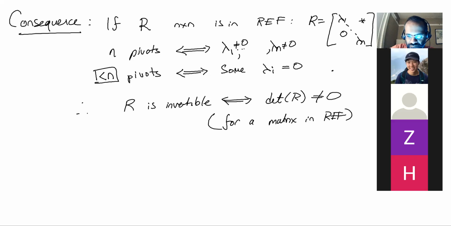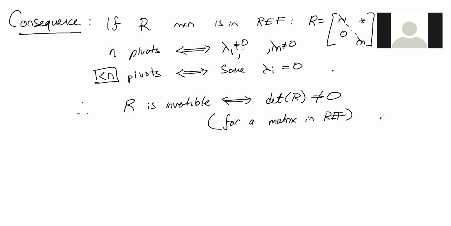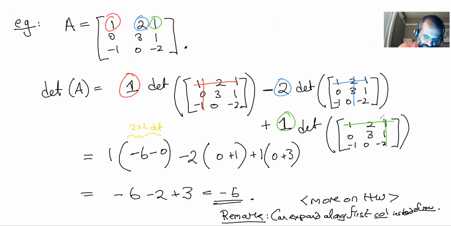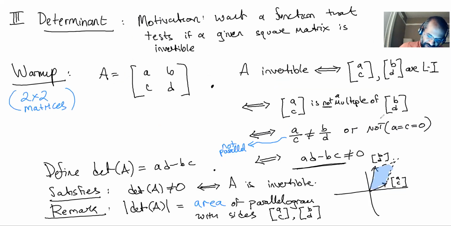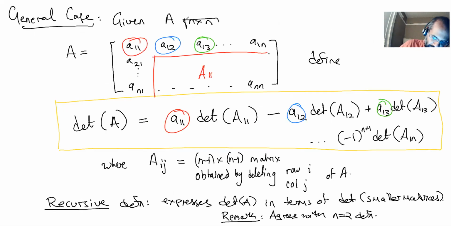So can you only take the determinant of an n by n matrix, or can you take the determinant of any size matrix? No, it has to be square. Determinant is only defined for a square matrix, n by n. Very important. Determinant of a rectangular matrix doesn't make sense.